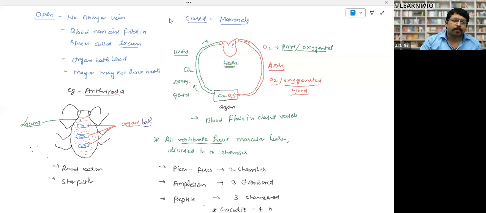Deoxygenated blood is carried through particular vessels called veins. Veins pour it into the heart. So blood flows in this circular pathway, and that's why it is called a closed circulatory system, right? Blood flows in closed vessels. That's why we call it a closed circulatory system.